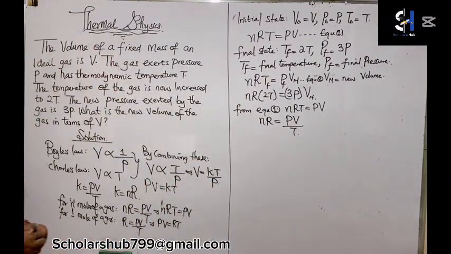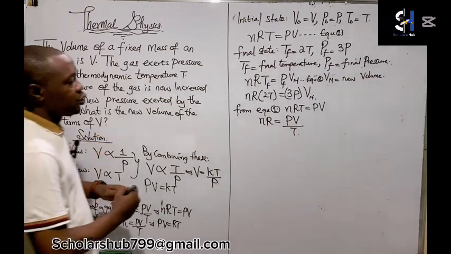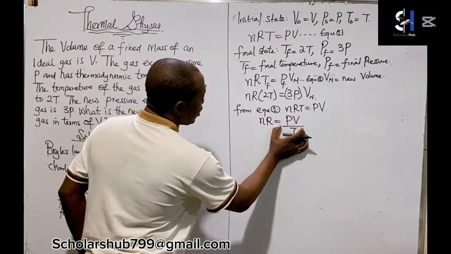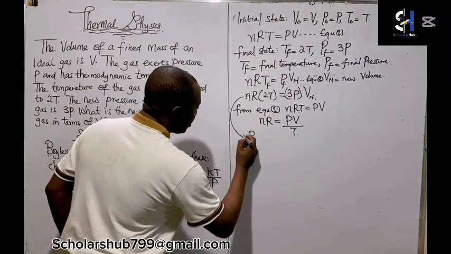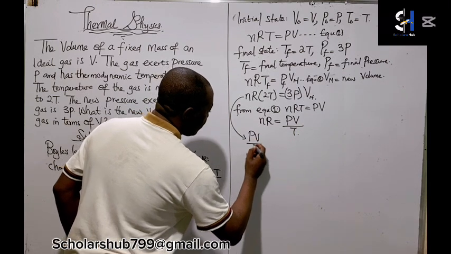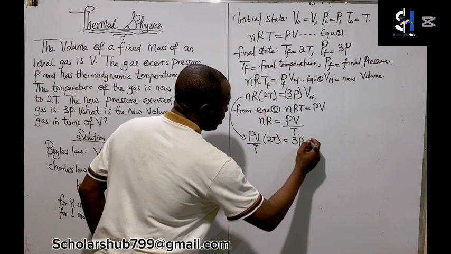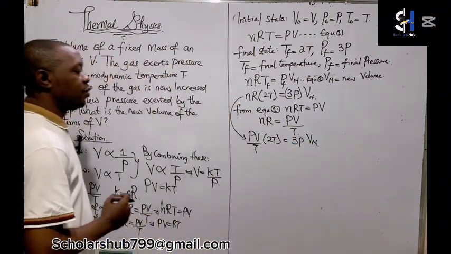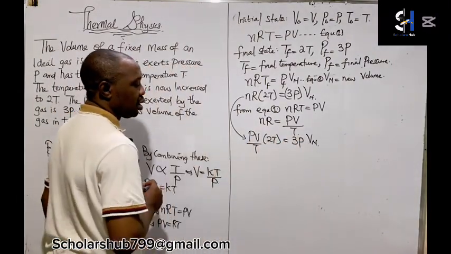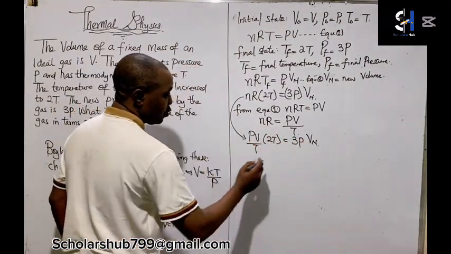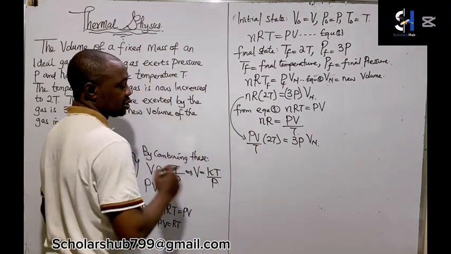Remember, we must express the new volume in terms of V. So this nR will now become PV over T, multiplied by 2T, equals 3P multiplied by the new volume. We want to find out the new volume.